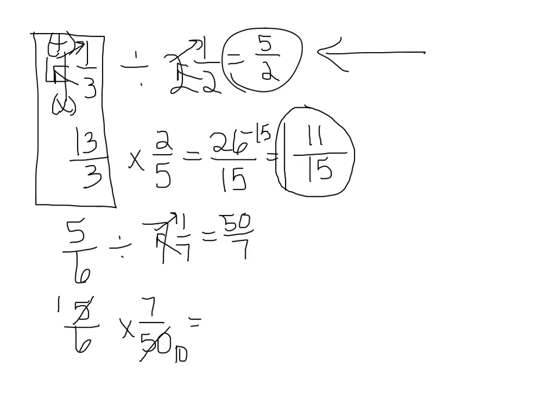Now you can multiply across the top, across the bottom. 10 times 6. Can you simplify? No. 7 is prime. 7 will not go into 60. It is simplified. Any questions? Okay.